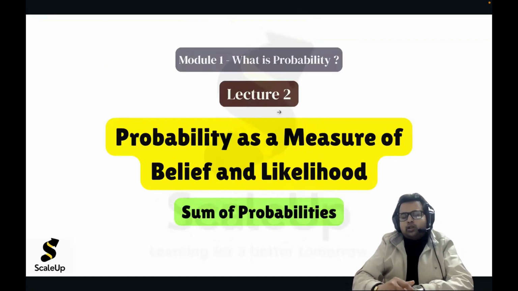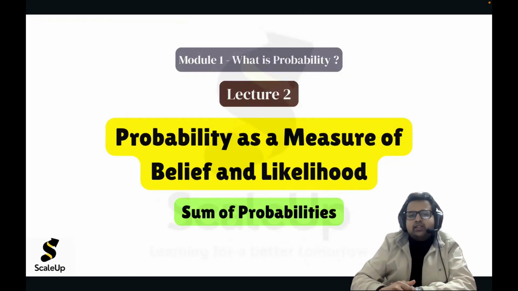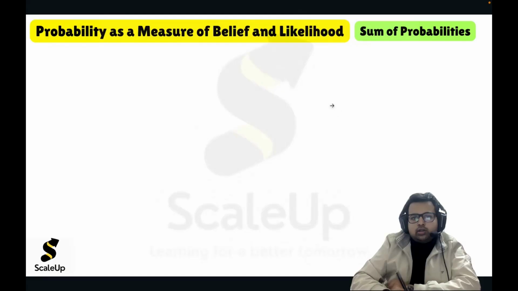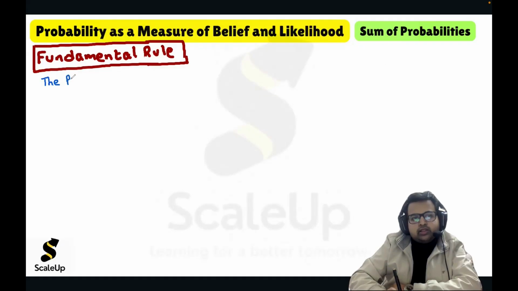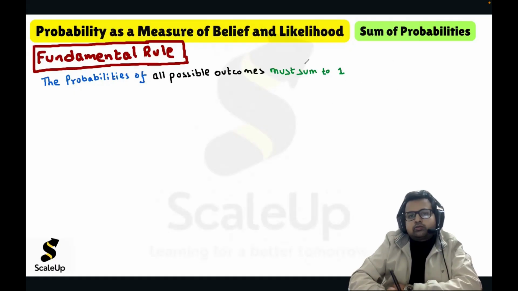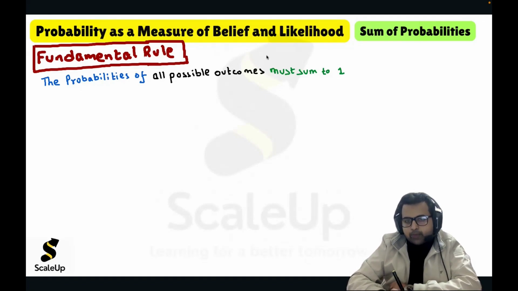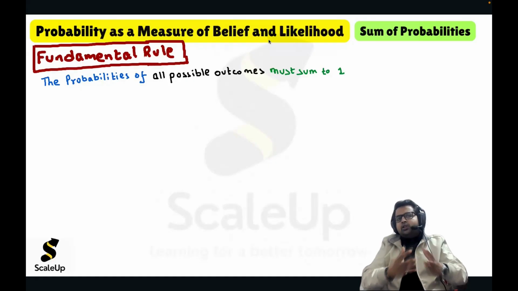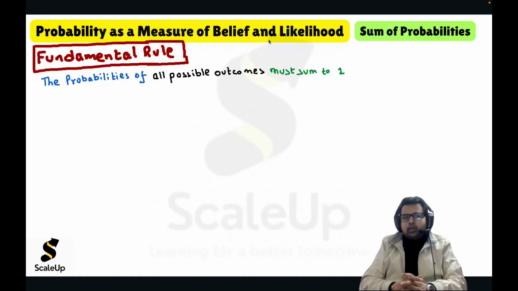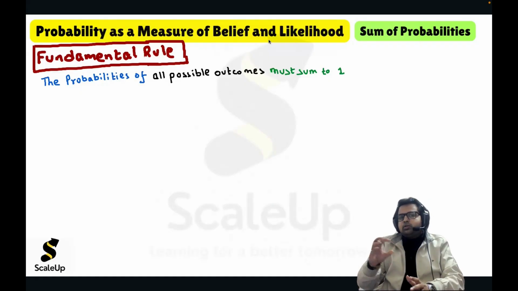Okay, now we will look into the next topic of this lecture, that is the sum of probabilities. There is a fundamental rule associated with probability, and it says that the probabilities of all possible outcomes must sum to 1. This is a very important property. What it is saying is that in an uncertain event, we have a set of possible outcomes. Now, if I sum the probabilities of all those possible outcomes, it has to be 1.